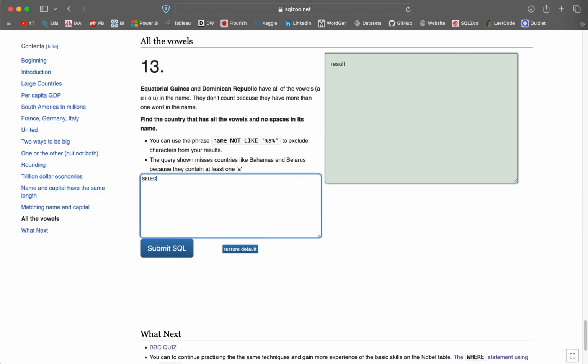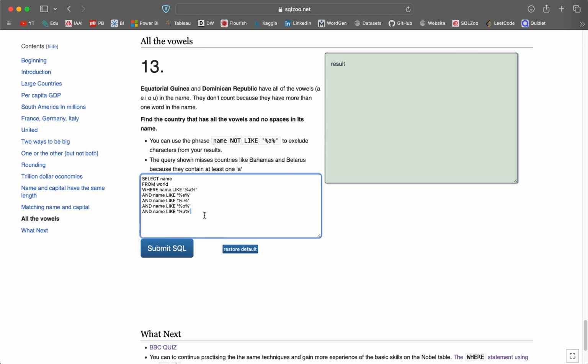So we're going to say select name from world where name like single quotes, percentage sign, A, percentage sign. I'm going to copy this, and let's get rid of the where. Change this to an E. Copy this. Break it down a couple of times. So A, E, I, O, U. Pretty much we're saying the name has to have all the vowels in it.